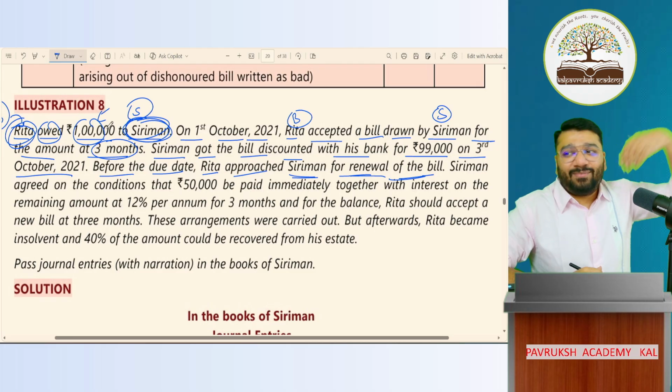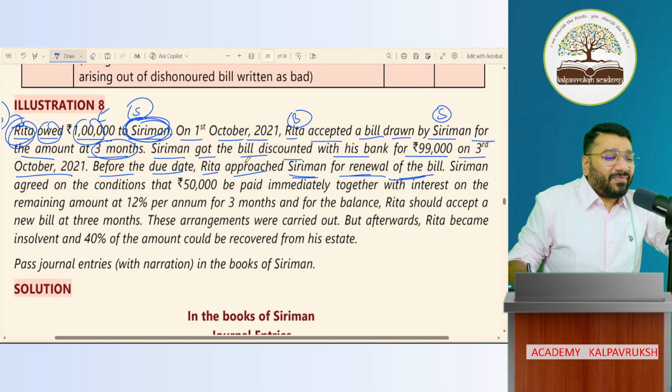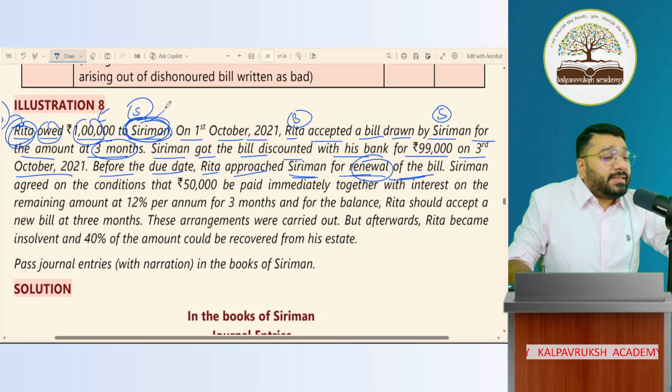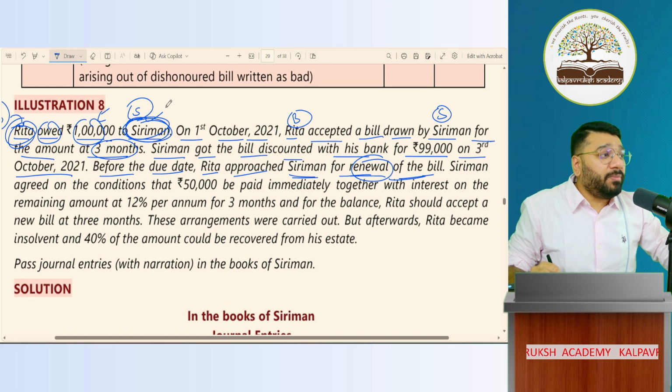No, his reason, my reason, both are the same only. Now, the banker on the date of renewal will recover money from Siriman. Got it, not got it? So you have to pass the entry. Remember, we have to pass the entry for dishonoring of the bill.